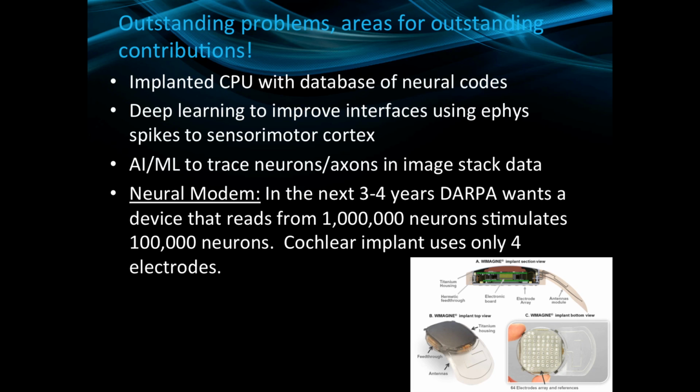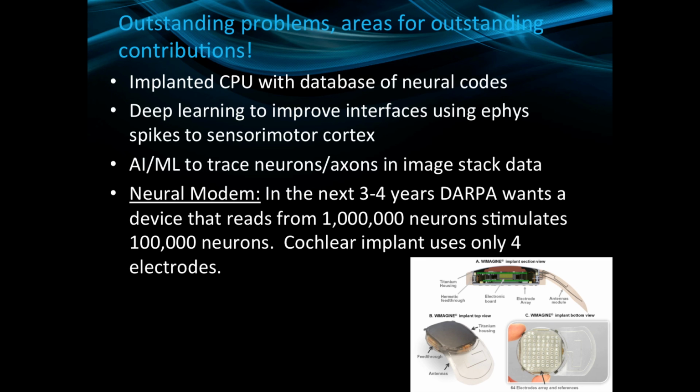Presently you can control limbs using 6 or so electrodes. The cochlear implant only has 4 electrodes that are working. So if you go from 4 electrodes, where you can reproduce speech, to 100,000 or 1 million electrodes, you can do much more in visual, auditory, and motor cortex.